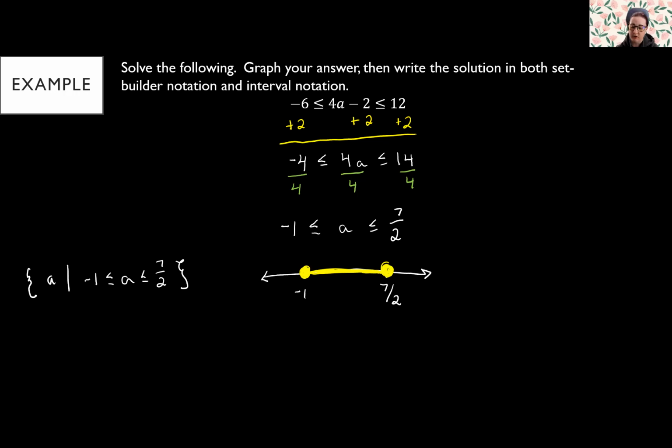And then interval notation is going to be taking those closed circles, translating them into brackets. So I'm going to have a bracket at -1, and they always face where you are shading. So that's -1, and then to 7 over 2, and that bracket is going to face the middle. So we've got our brackets facing towards the center, essentially.